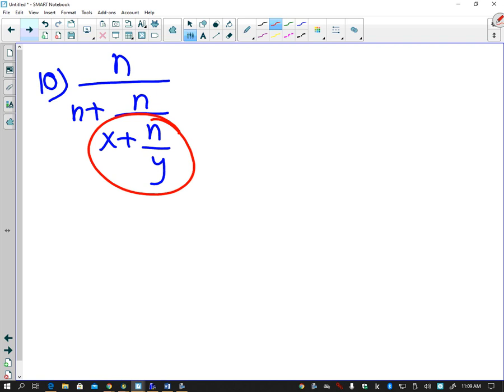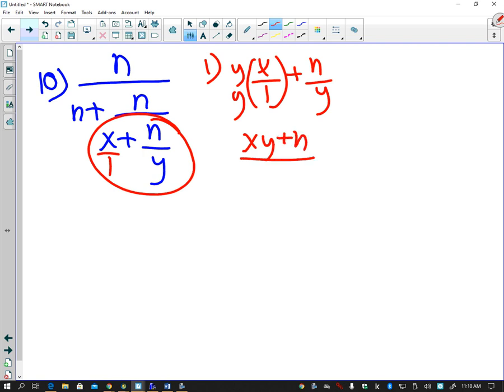Anyway, let's get back to this. The first thing I want to deal with is x plus n over y. That's really x over 1 plus n over y. Anytime we're adding something to a fraction, we're really adding two fractions. So step 1 is to get a common denominator between x over 1 and n over y by multiplying by y over y. So I get xy plus n over y as the simplified form of that.